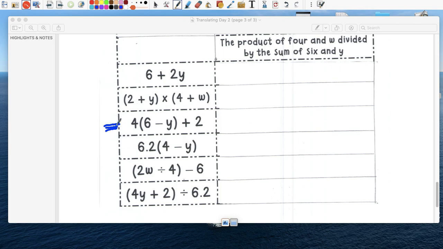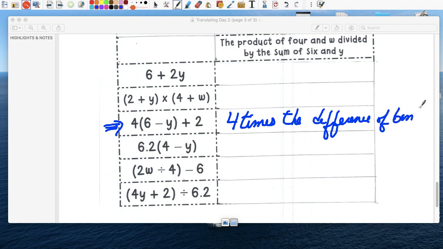This one, the third one, 4 times, what is this? Subtraction, so in parentheses, so we're going to write 4 times the difference of 6 and y, right? This the 4 times, aquí está un puntito, the difference of 6 and y, and what is this? Let me just keep it simple, plus 2.